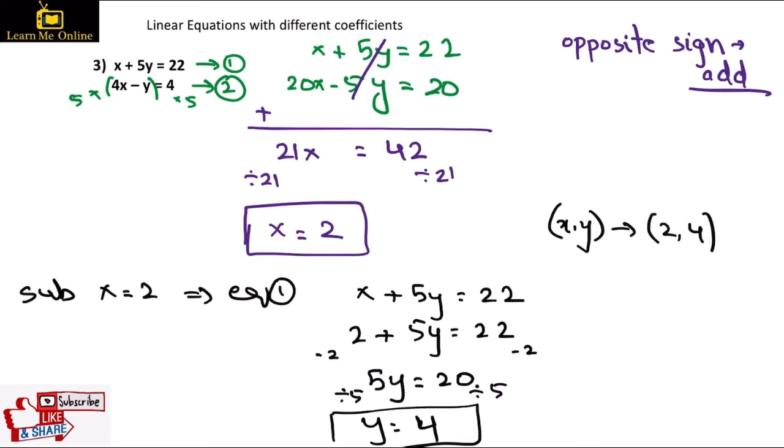You can even do the checking step which I showed you in the first example: substitute the x and the y value into any of the equations, and you must get the left hand side and the right hand side the same.